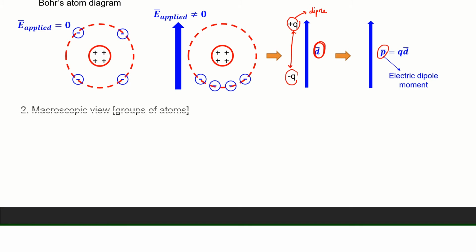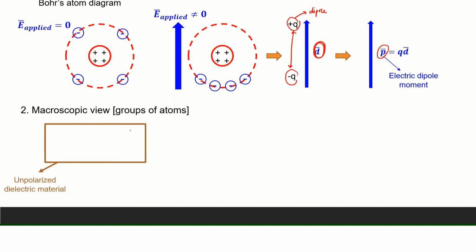So now let's go to a macroscopic view, where we assume that there are groups of atoms. Let's say that we have a medium here. This medium is an unpolarized dielectric material. There is no polarization here, so that's why it is an unpolarized dielectric material. What does that mean? It means that there is no electric field applied, so the electric field applied is equal to 0, and therefore the polarization P also equals 0.